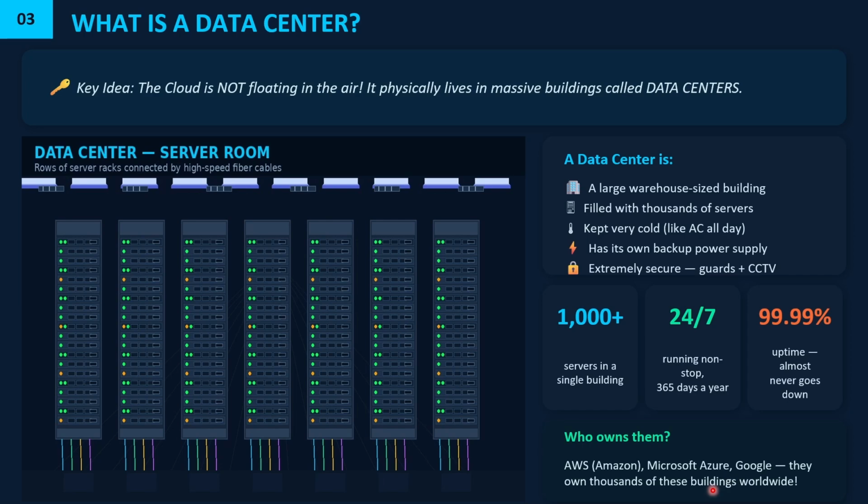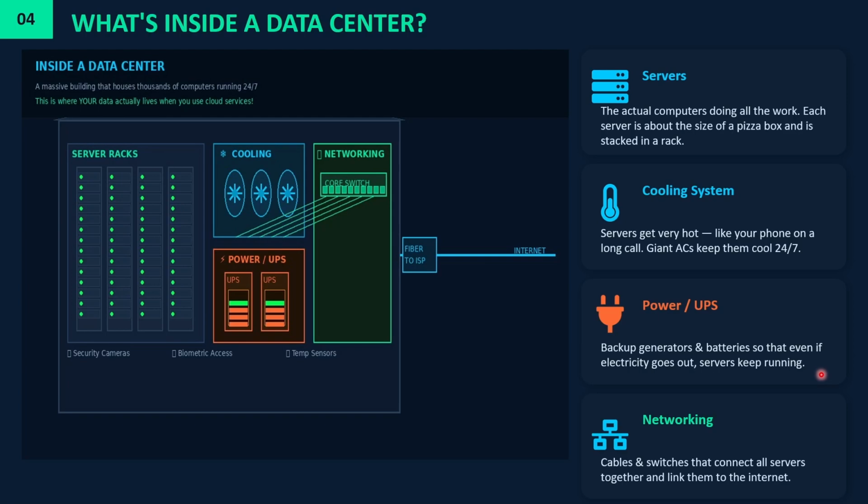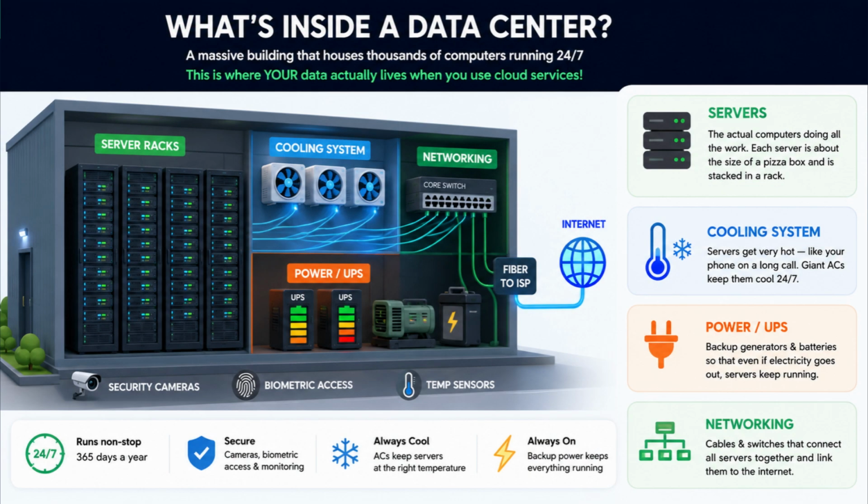So now you have an idea of what cloud is and where the data is stored. Now, what is inside a data center? Inside a data center is a massive building that houses thousands of computers running 24/7, and that is where your data actually lives when you use cloud services. You're storing it on the internet, in your cloud service. It is in the data center, which has the server racks, security cameras, and biometric access, plus the cooling, the power, and UPS.